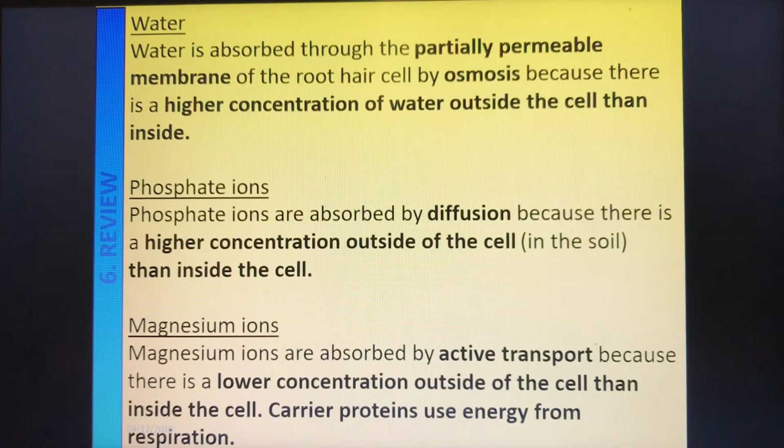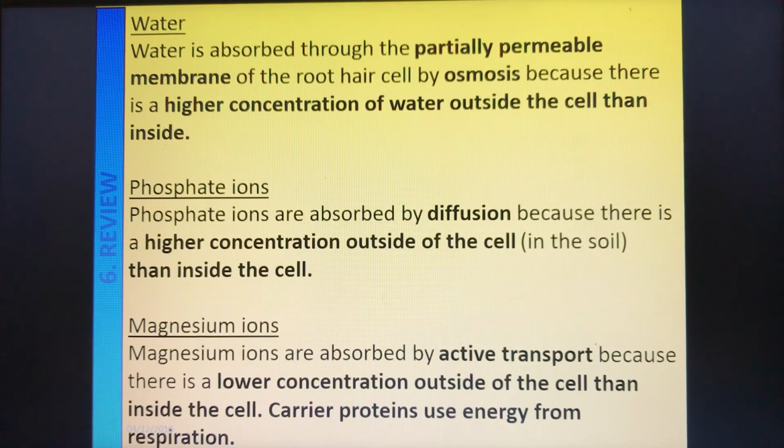I know that because there's a low concentration in the soil and a high concentration inside the root hair cell. So it's kind of like that greedy option, okay? It's where the root hair cell already has lots and lots of magnesium ions, but they want a little bit more. They're pulling it in using those carrier proteins. So the magnesium ions are absorbed by active transport.